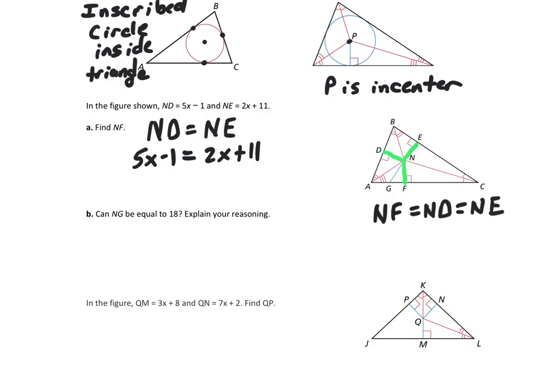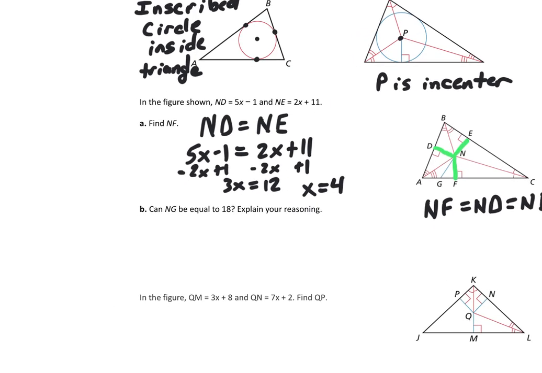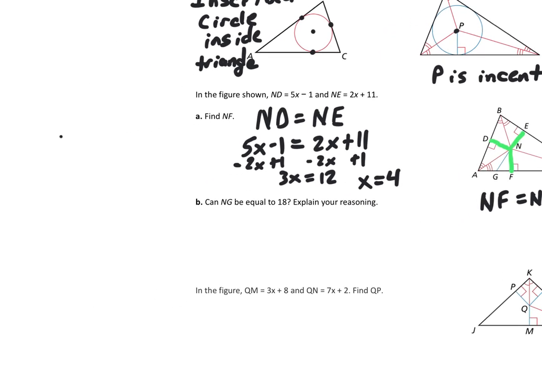And then once again, we're solving it for x. So I'm going to subtract 2x. I'm going to add 1. I get 3x equals 12, and I get x equals 4. Okay, now here's what we have to do. They're asking me to find NF. Well, I don't have an expression for NF to plug it back into. If I did, I would just plug it into that and I'd be done.